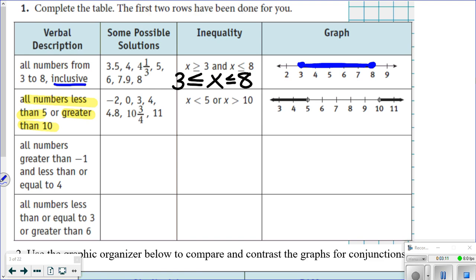So we know that we're going to have two open circles here. The first open circle is at 5. And I need numbers less than 5, so we're shading towards our 3 and 4. Then I need another open circle at 10. And we need all numbers greater than that, so we're shading to the right towards 11, 12.